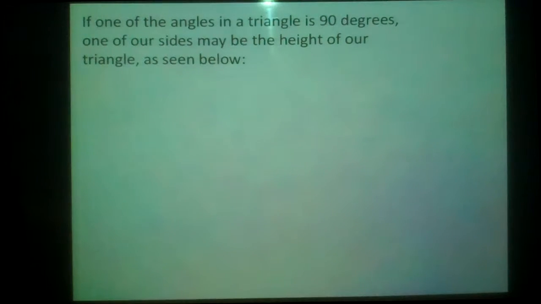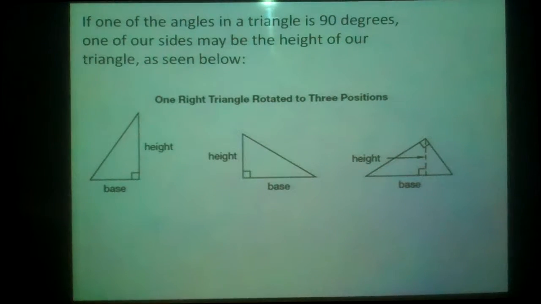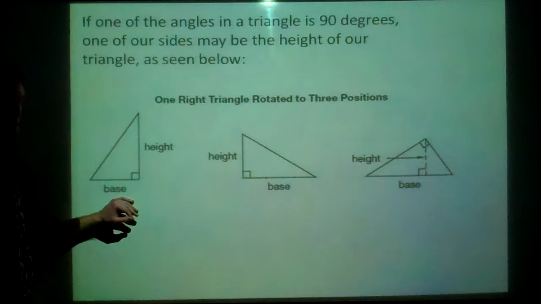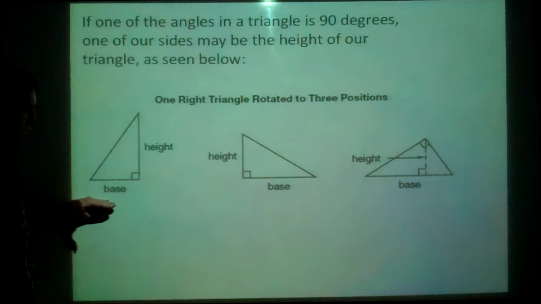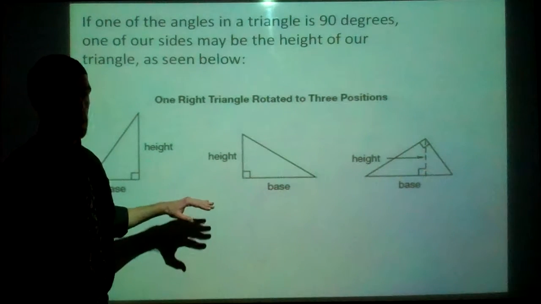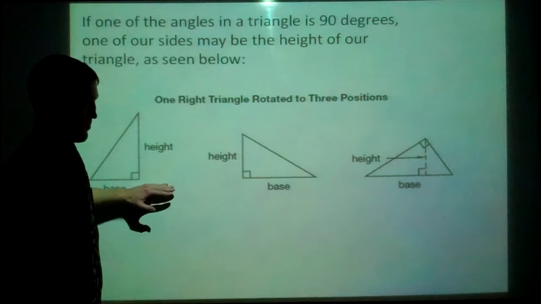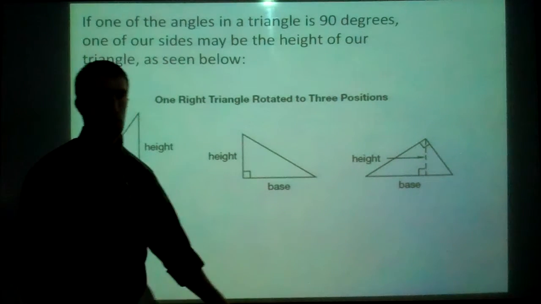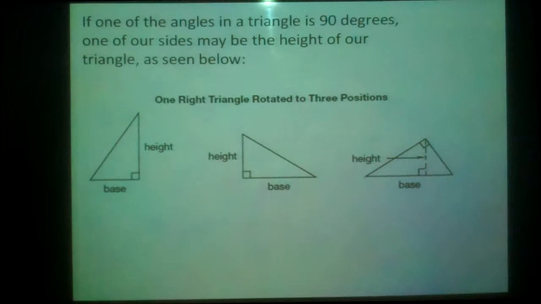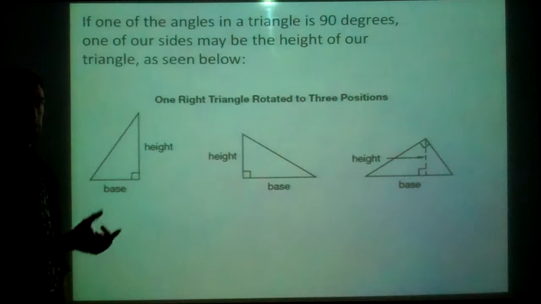So it says here, if one of the angles in a triangle is 90 degrees, one of our sides may be the height of our triangle as seen below. So here's a few different scenarios we're going to have. This is one right triangle rotated in 3 positions. So here we have a base. Typically what we like to do is think of the base as the thing that would be on the floor. I know these are 2-dimensional, but on the screen, the base would be at the bottom of our page. So that's what we would like to think the base as.